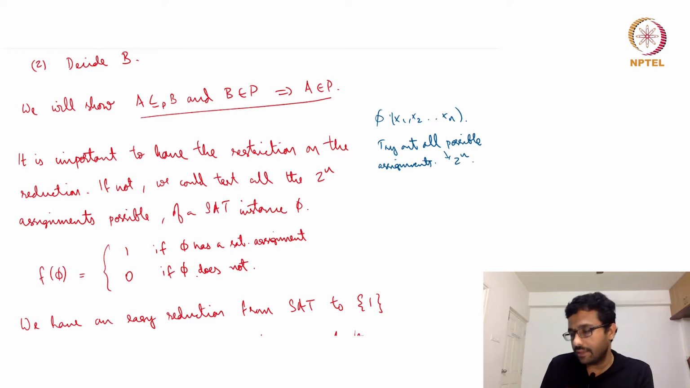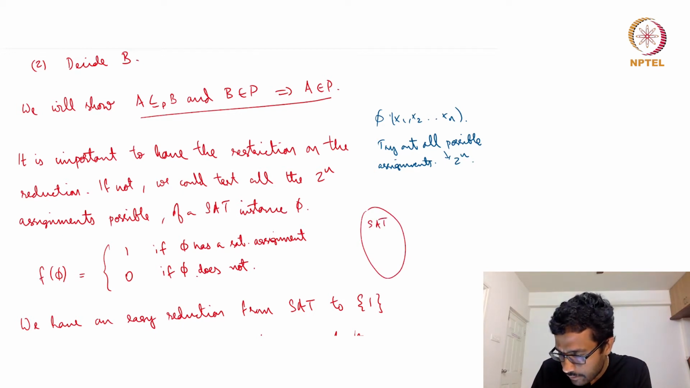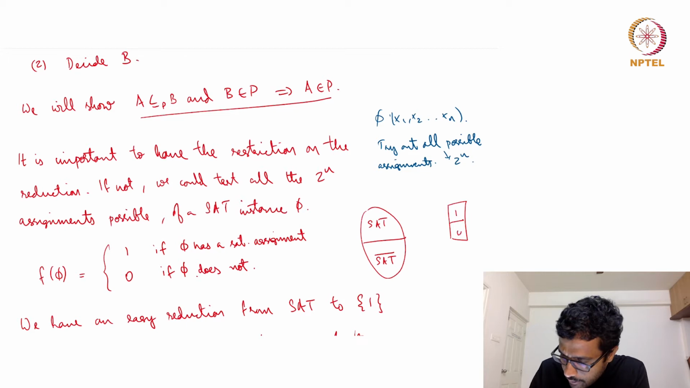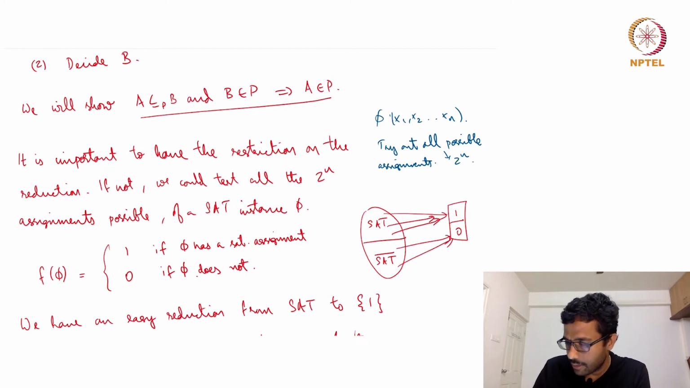Now this process is not in polynomial time because I am trying out all the possible 2 power n assignments. But I have a reduction at the end of it. There is a set of satisfiable Boolean formulas and a set of unsatisfiable Boolean formulas. Now I have a set of 2 elements, 1 here and 0 here. All the satisfiable formulas are mapped to 1 and all the unsatisfiable ones are mapped to 0. This is something that is easily decidable. I give you a string, you check whether it is 1 or 0. It's a trivial thing to check.